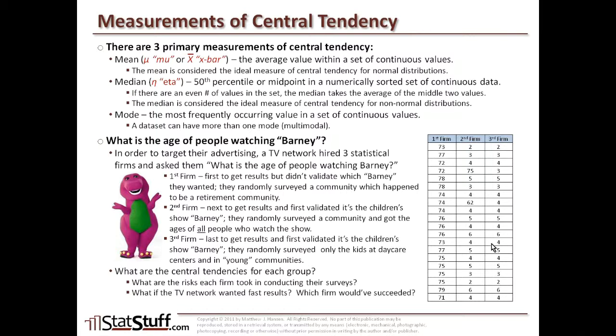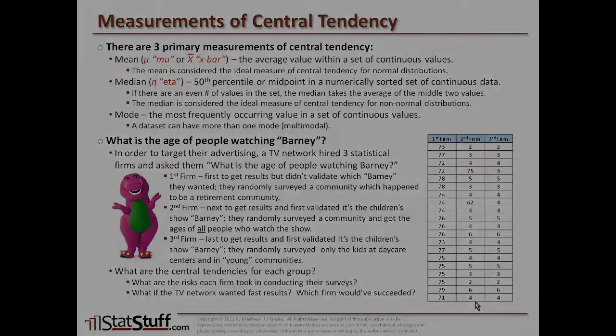So in this case, the second firm might have been the ones who had the best results and met the customer's expectations because they were able to respond the fastest. And if they were using a proper method for central tendency, in this case if they chose to use the median, they would have been able to give the TV network exactly what they were looking for faster than the third firm.